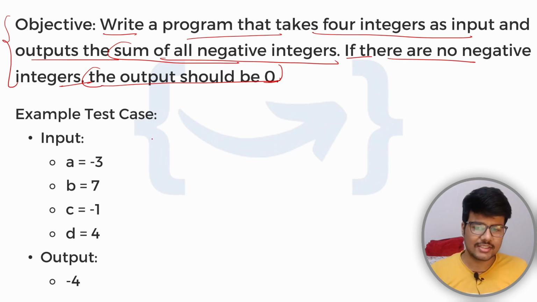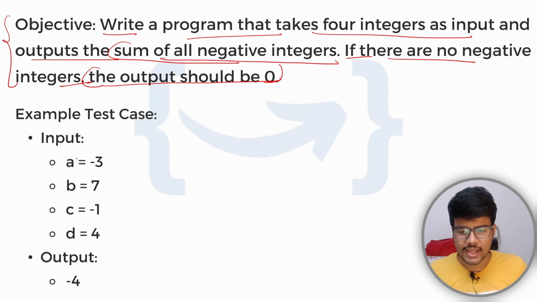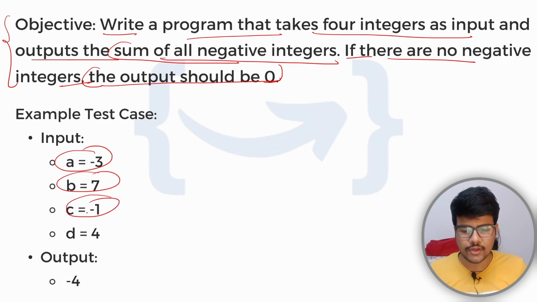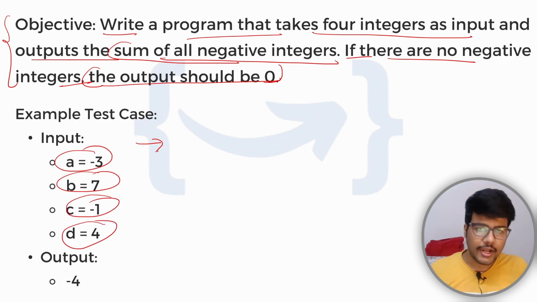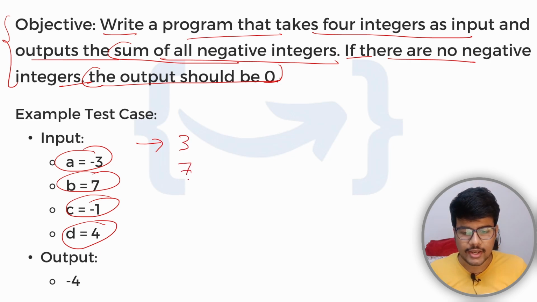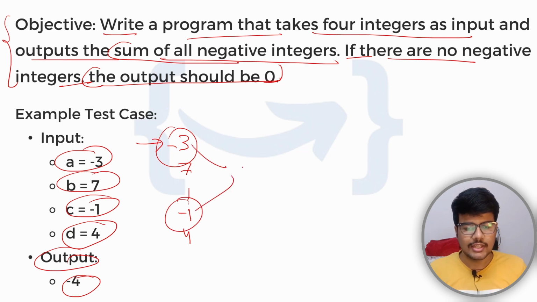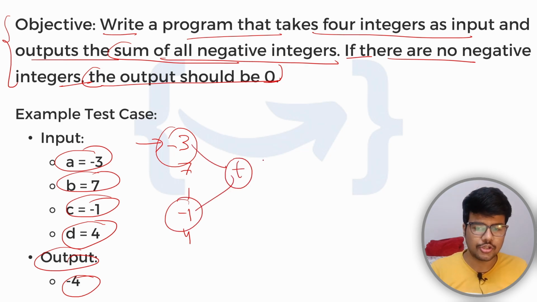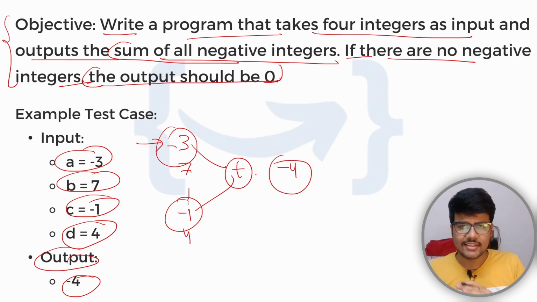I guess this question is very simple, as we get the A value, B value, C value, D value, and you might wonder how they will give us the input. The input is given to you line by line. For explanation, I have written A, B, C, D, and for the output you can see -4, because -3 and -1 are the negative numbers and you should return the summation of those. The summation of -3 and -1 would be -4. Pretty easy, isn't it?